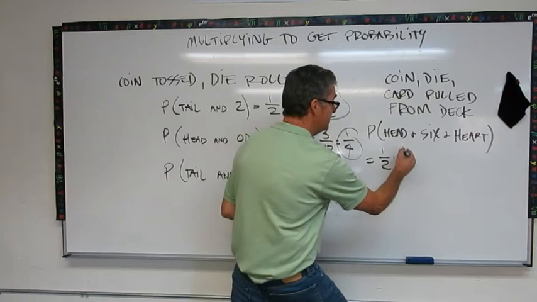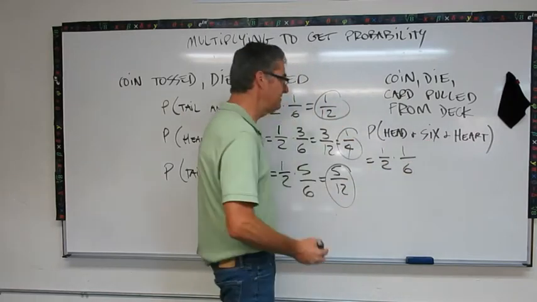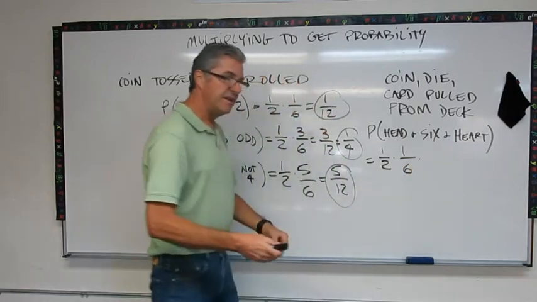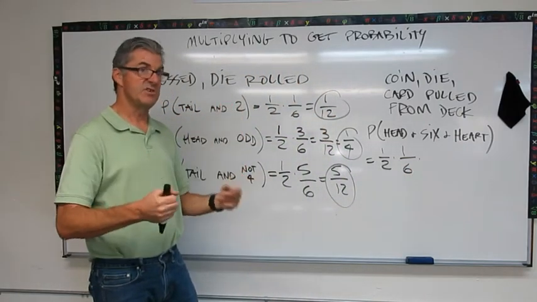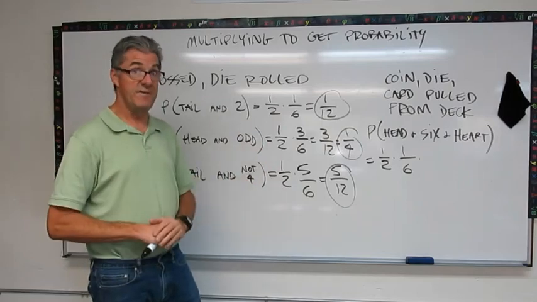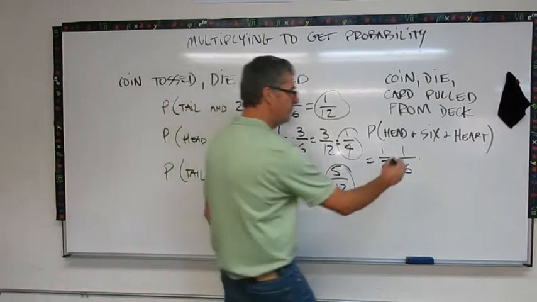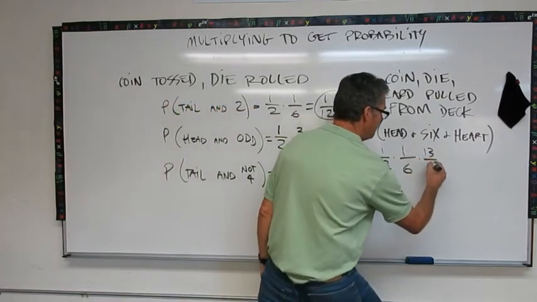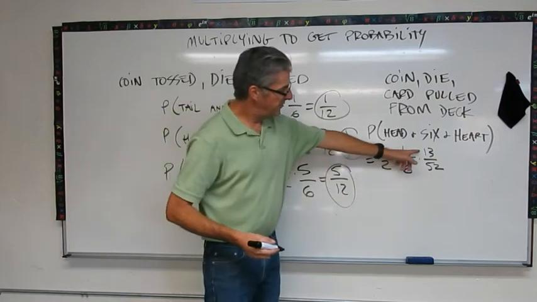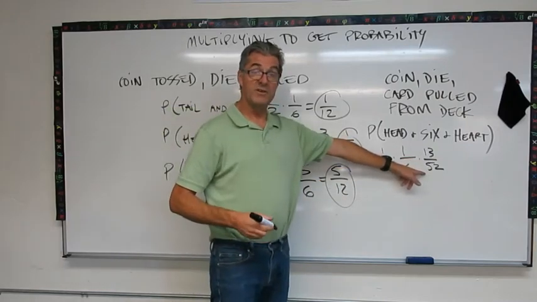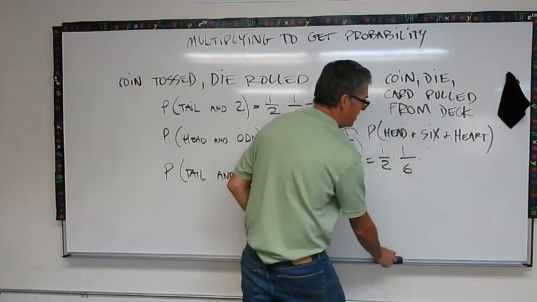Okay, so a head is 1/2. A 6 is 1/6, because there's only 1 6 on the 6 sides. And a heart. Now a deck of cards has 4 suits. They're evenly divided, so there's 13 in each of the 52 card deck. So I can put 13 over 52 there, and I can multiply out. But 13 over 52 is 1/4. So that's going to be a whole lot easier. So I'm just going to reduce that before I do my multiplying.